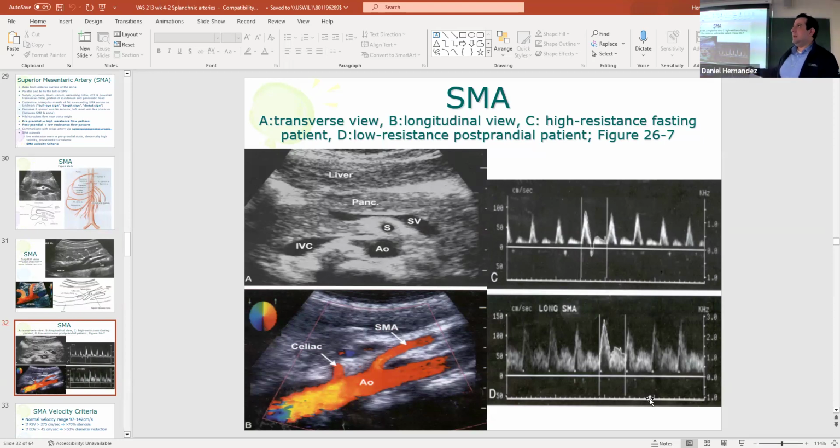I'm sorry, did I say that? If we see a low resistant waveform pre-prandial, if they're fasting and we see a low resistant waveform, that can indicate the presence of disease. Sorry. So we expect to see high resistance if they're fasting.